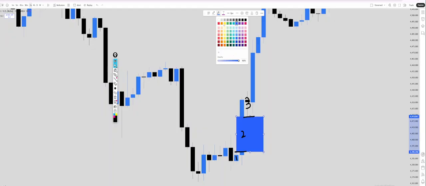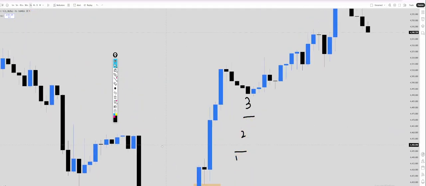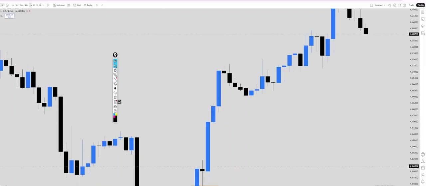Again, let's check the area where price should have retraced and we can look for the longs at that point. Let's see. Yes, we have this area.